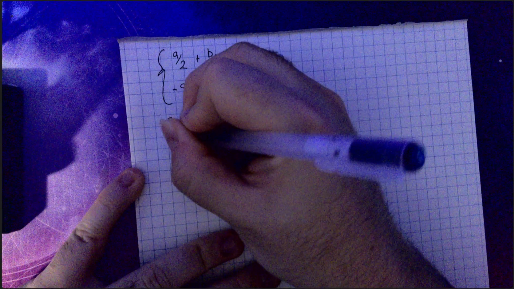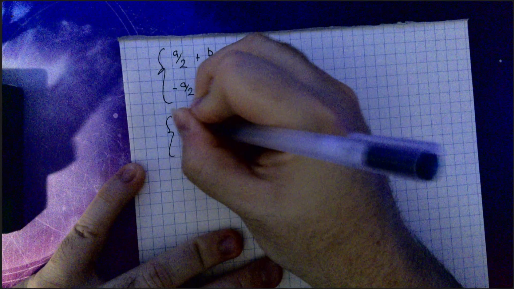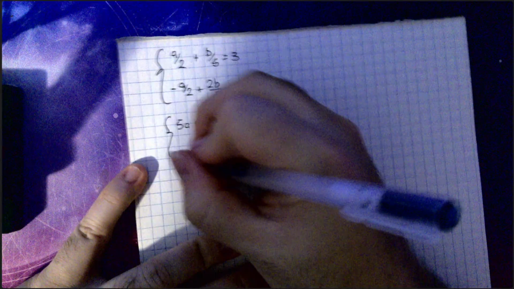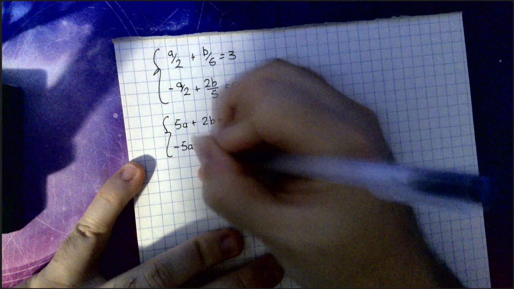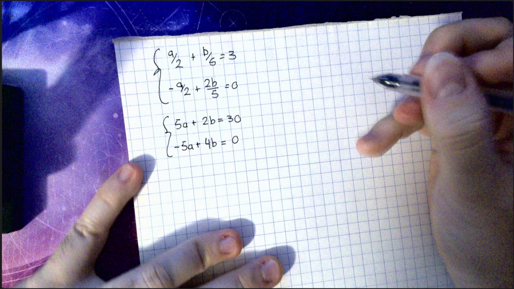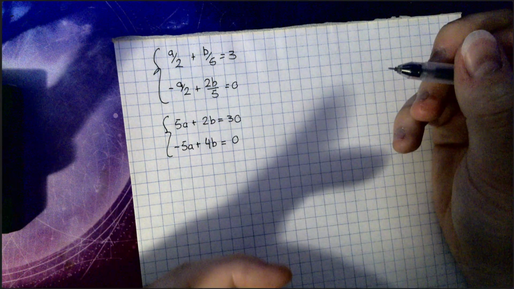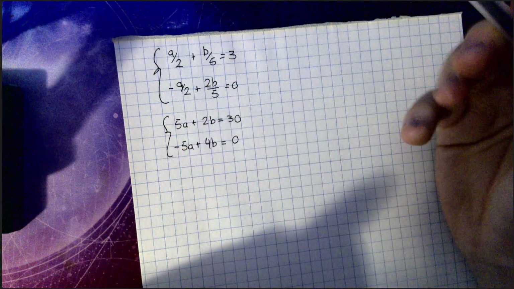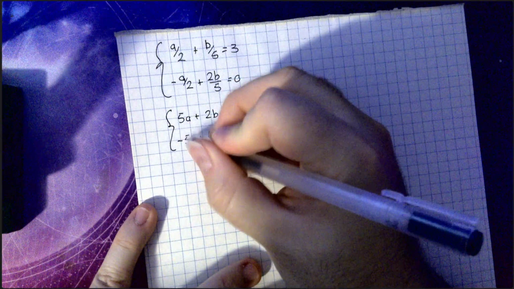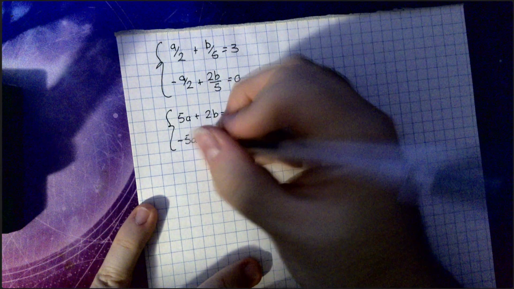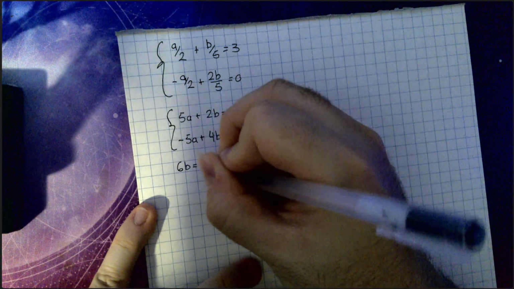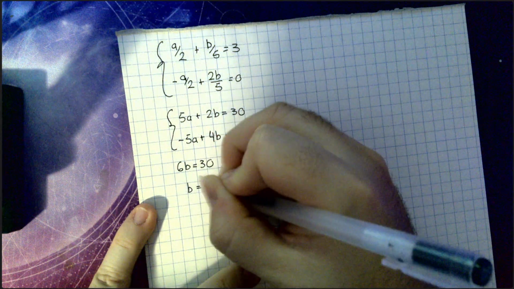So my new system, after I multiply everything by 10, will be 5a plus 2b is equal to 30, and then minus 5a plus, what do we have here, 4b is equal to 0. And now, obviously, I would just prefer using elimination because the coefficients of my a's line up, so I can just add the two. So I just get 5 plus negative 5, which would give me 0, and then 2 plus 4, which would give me 6. So I have 6b is equal to 30. So that means that b will be equal to 5.